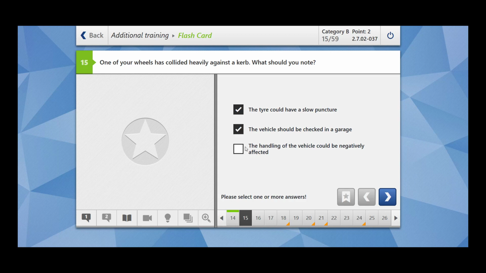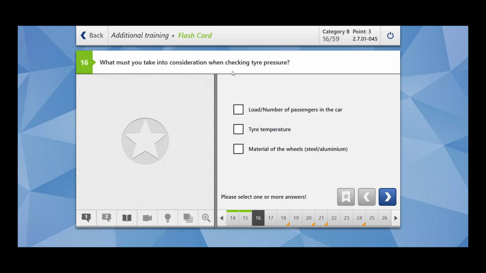Yes. The handling of the vehicle could be negatively affected. Handling has to do with your steering, your suspension, your wheels, your shock absorbers, all the things that could be affected negatively. If your wheel has collided heavily against a curb, make sure that you let your vehicle be checked in a garage.